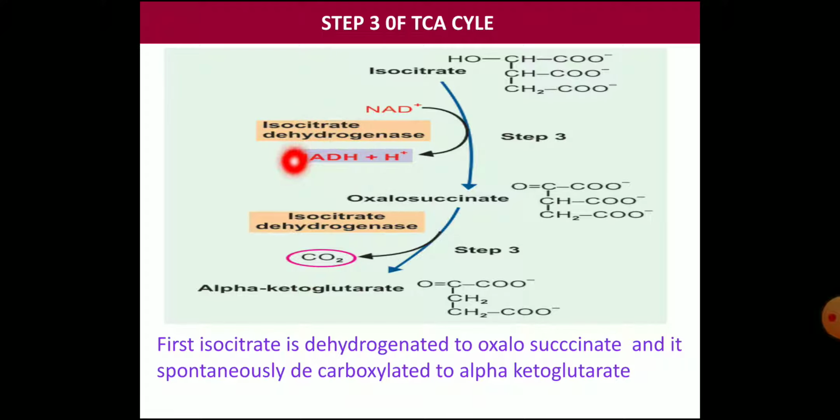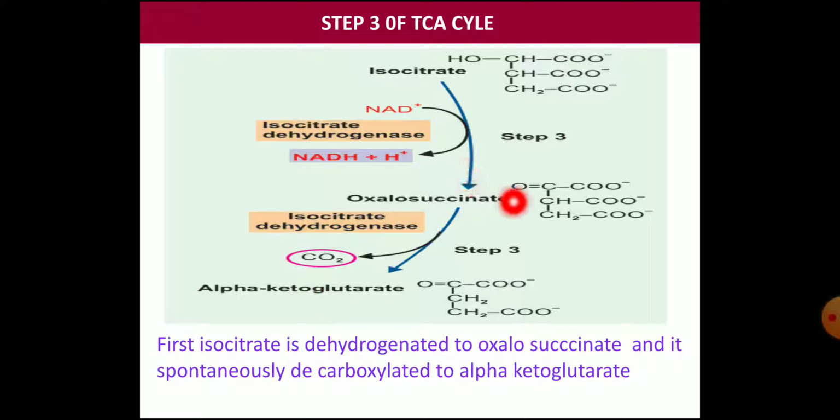What is the role of this NADH plus H? It goes to the electron transport chain, where it is converted to 2.5 molecules of ATP. One molecule of NADH plus H produces 2.5 molecules of ATP in the electron transport chain, in the presence of oxygen, by oxidative phosphorylation. Now remember these 2 points: NADH plus H goes to the ETC and produces 2.5 molecules of ATP, and 1 molecule of carbon dioxide is released, and the isocitrate is converted to alpha ketoglutarate.